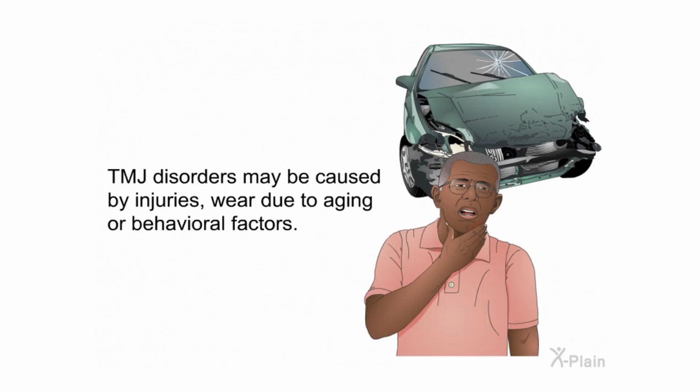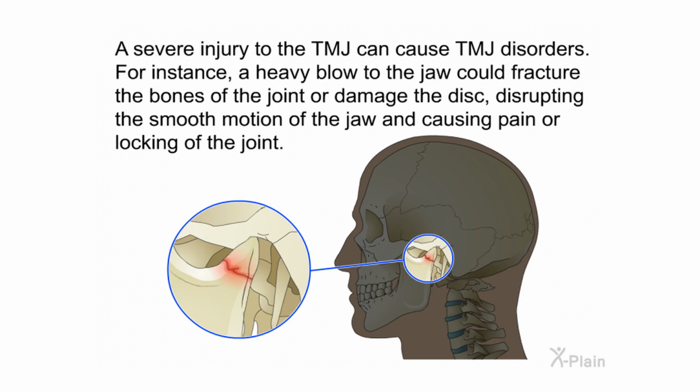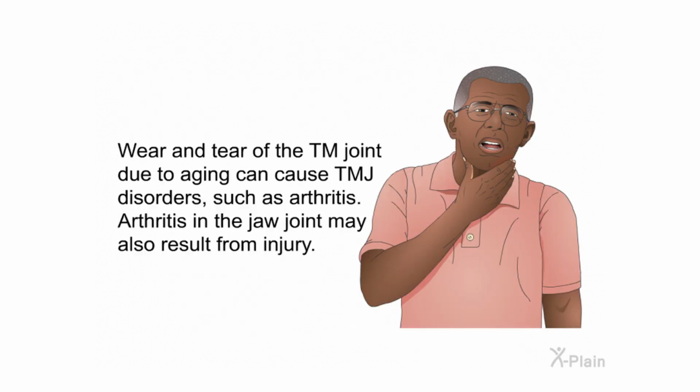Causes. TMJ disorders may be caused by injuries, wear due to aging, or behavioral factors. A severe injury to the TMJ can cause TMJ disorders. For instance, a heavy blow to the jaw could fracture the bones of the joint or damage the disc, disrupting the smooth motion of the jaw and causing pain or locking of the joint. Wear and tear of the TM joint due to aging can cause TMJ disorders, such as arthritis. Arthritis in the jaw joint may also result from injury.